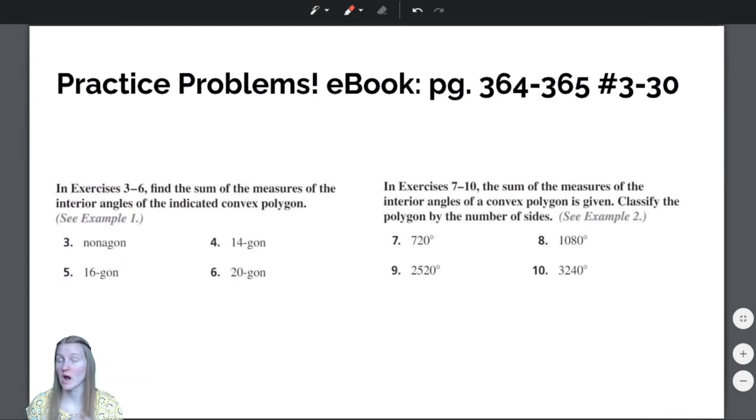And here are some practice problems you can do to try. I know there's not very many of them. There's only 8 of them. But these first problems are exactly like example 1. Find the sum of the measures of the interior angles given how many sides there are. And the second set of problems is like example 2, where I'm giving you the measure of the sum of the interior angles, and you need to tell me how many sides there are.